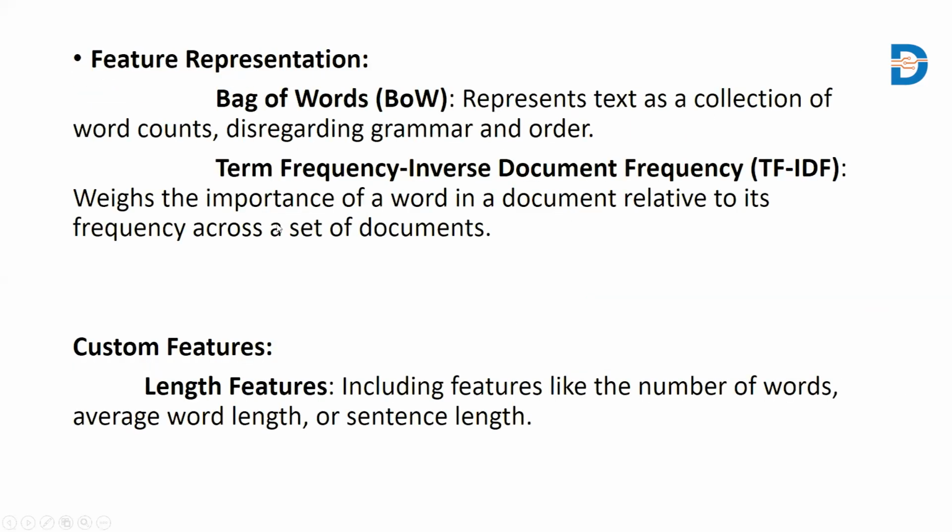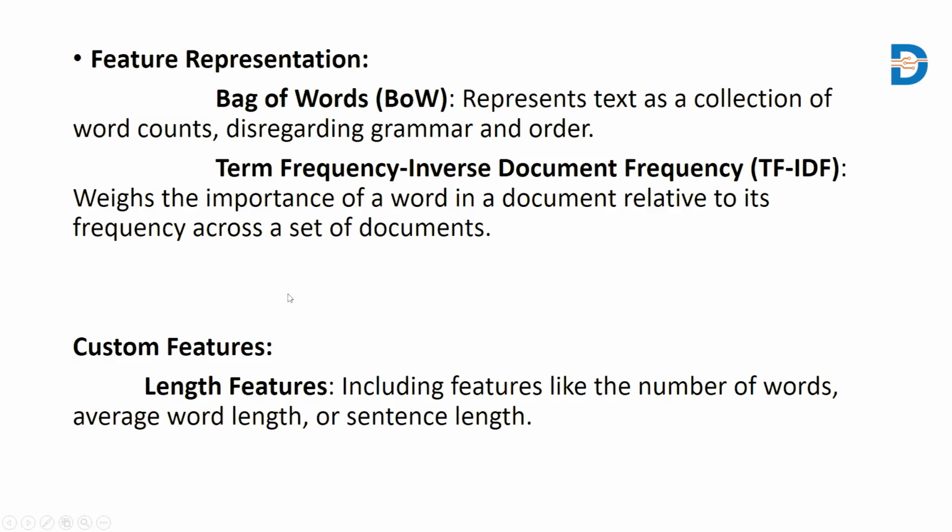The next technique is feature representation. In feature representation, we have bag of words. What does bag of words mean? It represents text as a collection of word counts, disregarding grammar or order. That means they don't consider grammar and order; they just take the word counts and make it a bag of words. Then term frequency, inverse document frequency. What does this mean? It weighs the importance of a word in a document relative to its frequency across a set of documents. That means it gives weights to words based on the frequency of the particular word in the documents. This is very important.